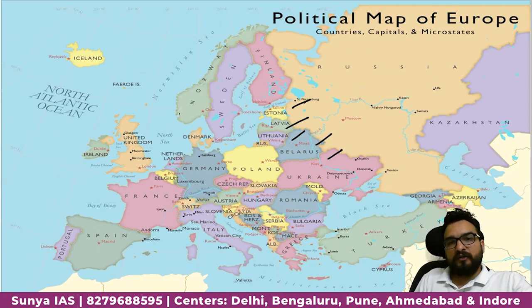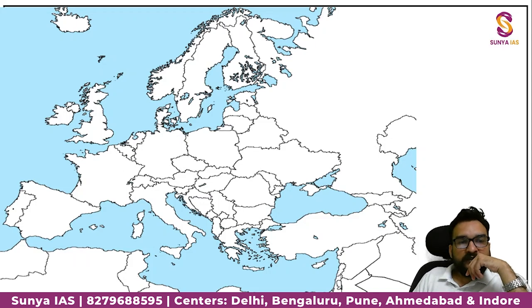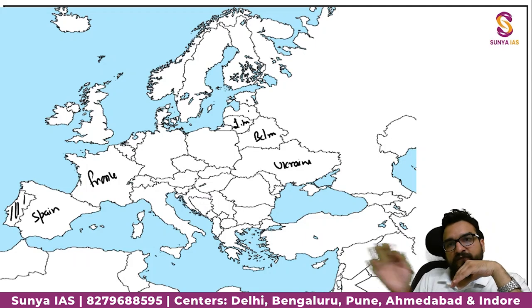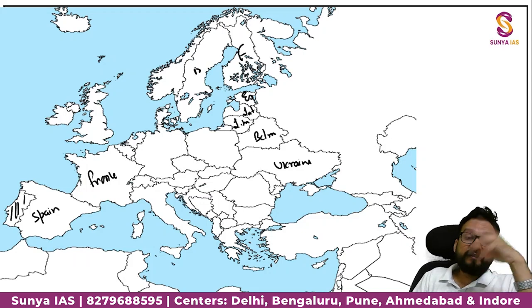Let us mark them on the map, guys. Okay, over here, you see. So this is your Portugal, this is your Spain, this is your France, this Ukraine, this over here, Belarus, Lithuania, not touching Eastern Russia. This is your Latvia, this is your Estonia, Finland, and this is your Sweden, this is your Norway, Iceland, Faroe Island, Denmark.